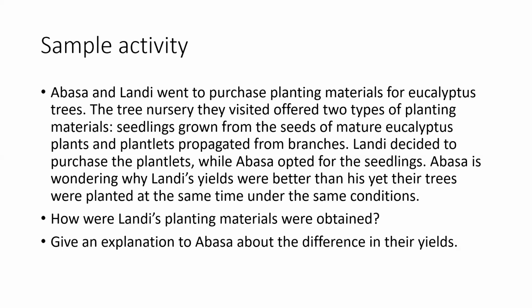I want someone who can tell me how we can approach the first task and the second task. What is it? How can we approach the first task? That is, how were Landy's planting materials obtained? Actually, there is a grammatical error here. How were Landy's planting materials obtained? Who can answer that?